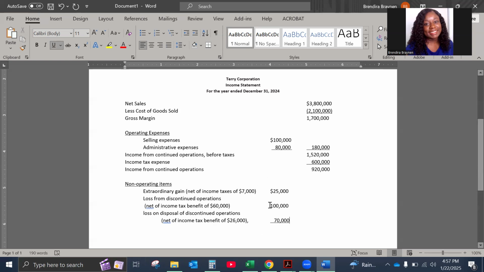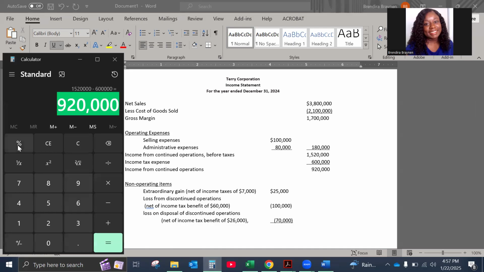And so what we do here, when we have losses, we normally put them in brackets or identify them as negative, because we don't want to mistakenly add all the way down. We cannot add gains and losses together. A gain is usually a positive number. A loss is usually a negative number. And so I'm going to take 25,000 minus 100,000 minus 70,000, which gives me 145,000.